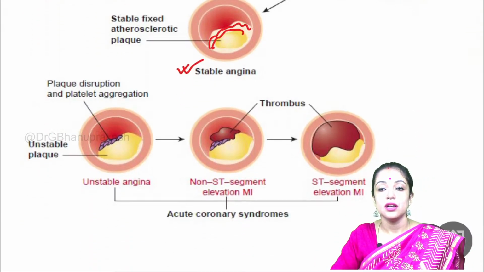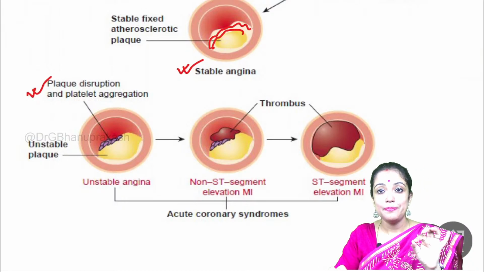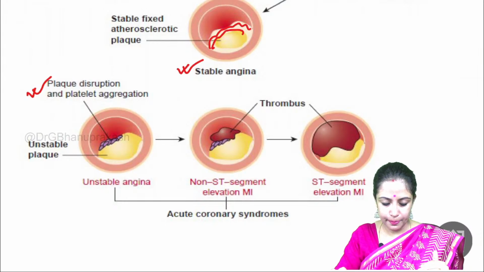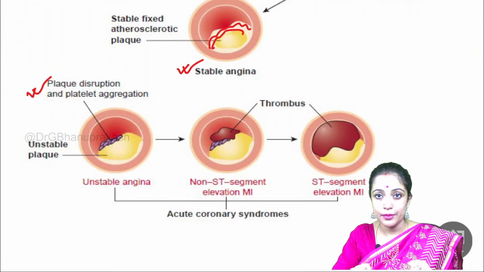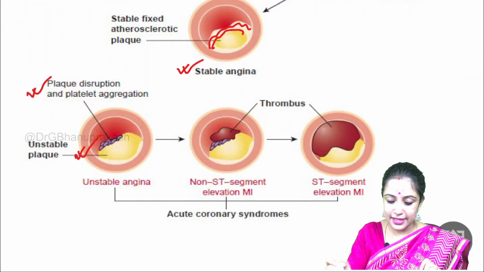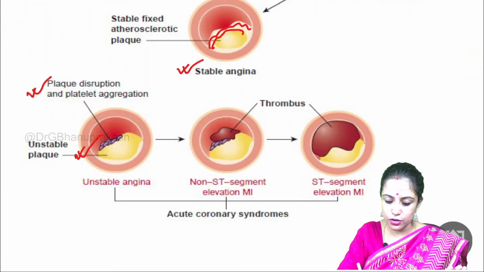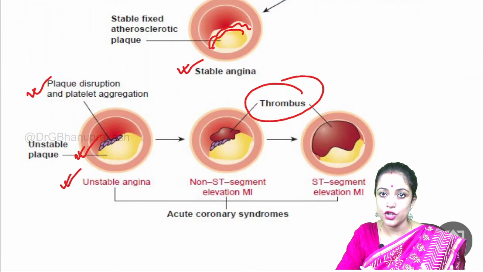If we talk about acute coronary syndrome, what happens in acute coronary syndrome? The stable plaque, which was there in case of stable angina, for a certain reason gets disrupted. And after the disruption of the plaque, we all know that the platelets will come into action. There will be activation and aggregation of platelets, and the coagulation cascade will come into action, and then there will ultimately be formation of a thrombus. Whenever there is plaque disruption and platelet aggregation, it results in unstable angina.